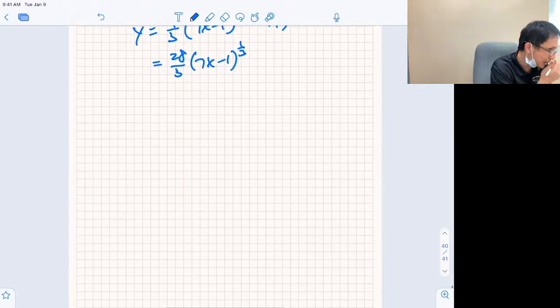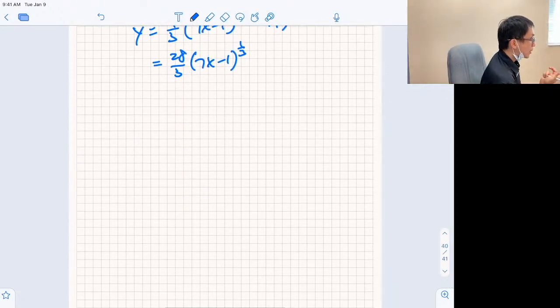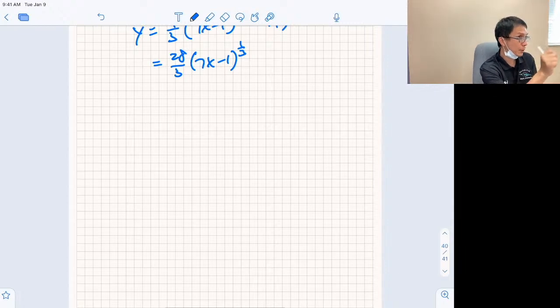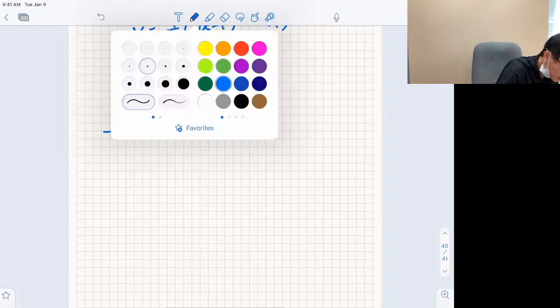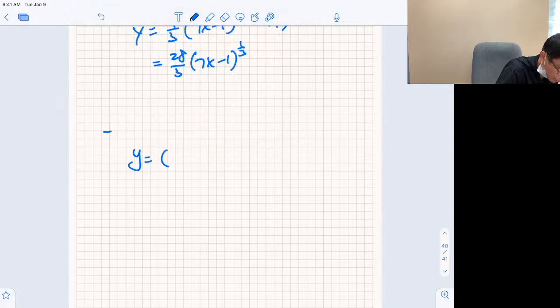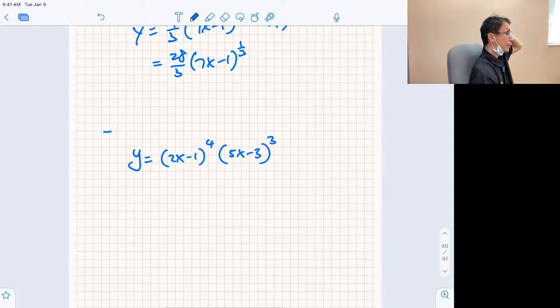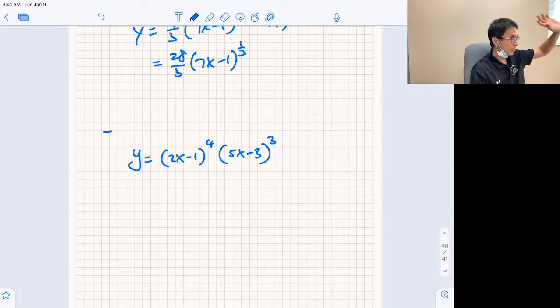Okay, so what happened is we're going to look at this and say, can we combine two rules? And this one's a little bit harder. So what if I have y equal to (2x minus 1) to the 4th times (5x minus 3) to the 3rd? Now, the derivative part is not hard. The simplified part of this one is hard. So make sure you follow my lead. The algebra part is the one that's going to get you.